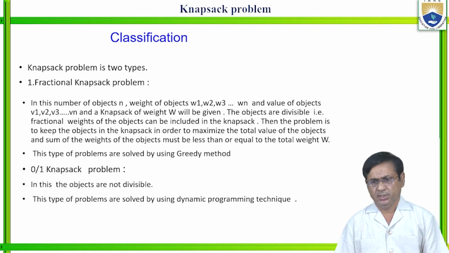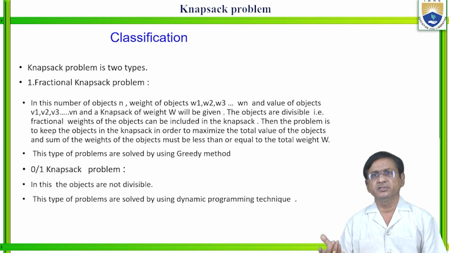That means, for example, if you take 5 kgs of sugar and 10 kgs of jaggery and 20 kgs of atta, like that. In that case, we can divide those objects into 2 kg or 3 kg or 4 kg or 5 kg, like that you can divide. So in this, the objects are divisible.